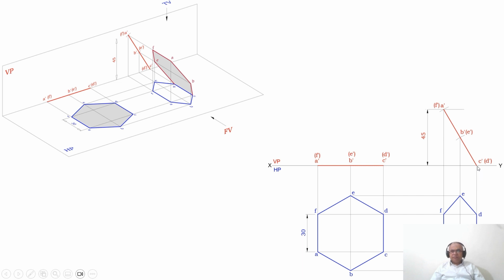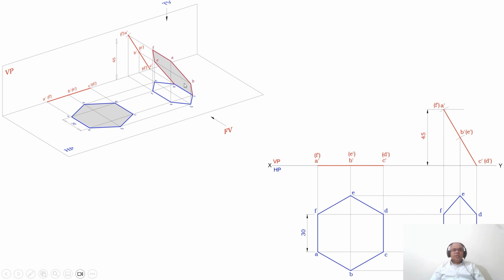Similarly, draw a vertical projector from C dash and D dash to the top view and draw a horizontal projector from C and D. Both these 2 lines are going to intersect at these 2 points, and you mark those 2 points as C and D. Then join A to B, B to C, C to D, D to E, E to F and F to A with a dotted line. So this is how you will be able to draw the second position front view and also the top view.